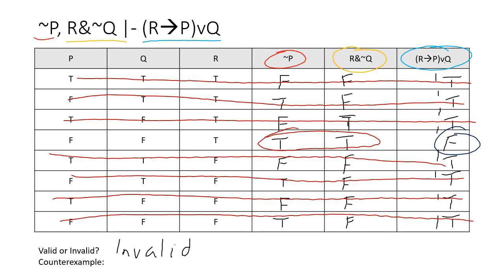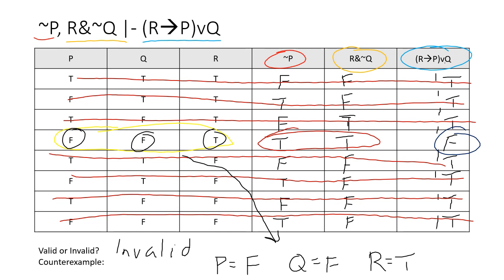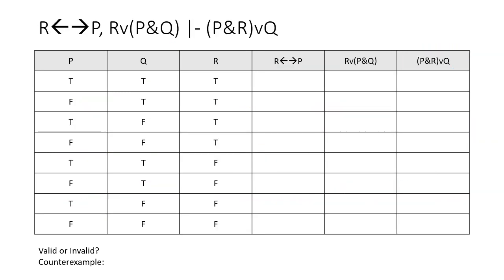And we just got to provide a counterexample. Which are going to be these values here. P is false, Q is false, R is T. We just get those by copying these down here in the counterexample. So here again, just like with all the other ones, we've got two premises and a single conclusion, always one conclusion. And so let's just do each of these one at a time.